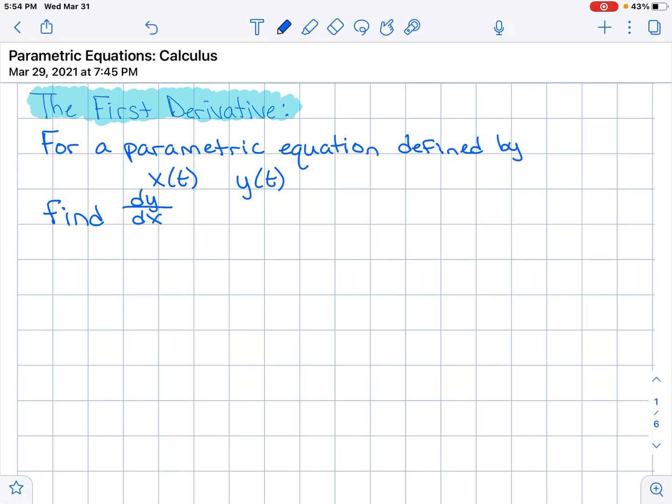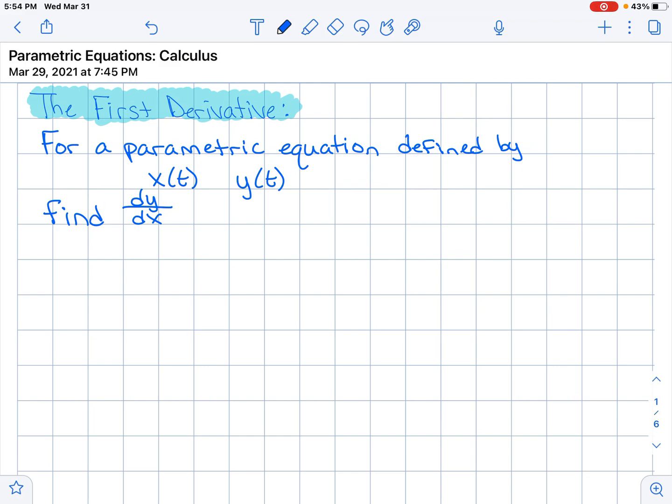Okay, we've explored parametric equations a little bit. Now we're going to look at the calculus of these parametric equations. The first thing, of course, would be the first derivative. So for these parametric equations, we've got the x of t and the y of t. So we've got the horizontal description and the y description, or the vertical description. And what we're looking for is dy over dx.